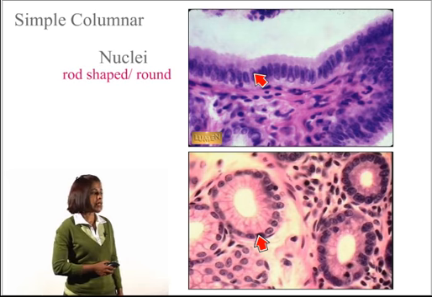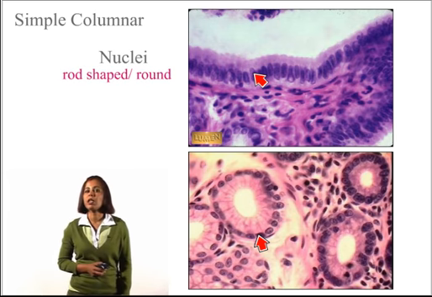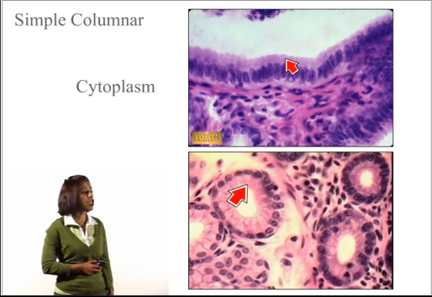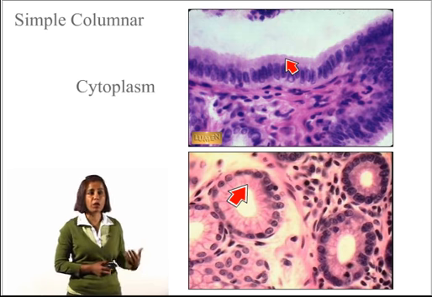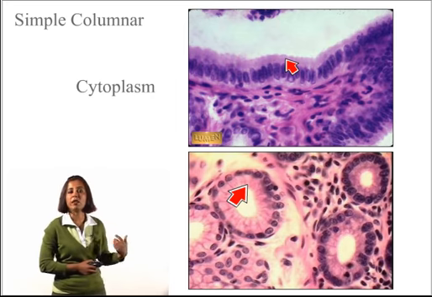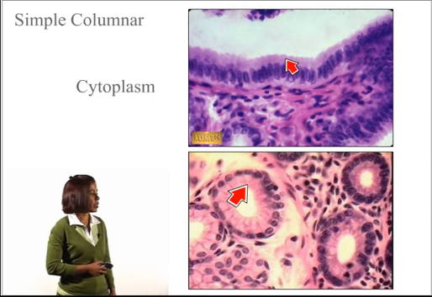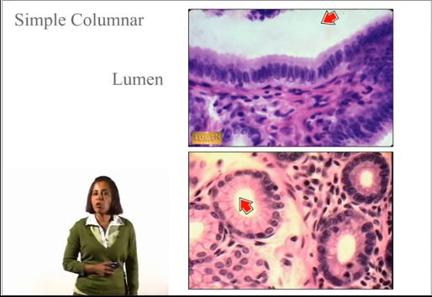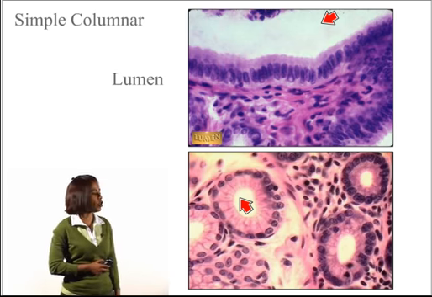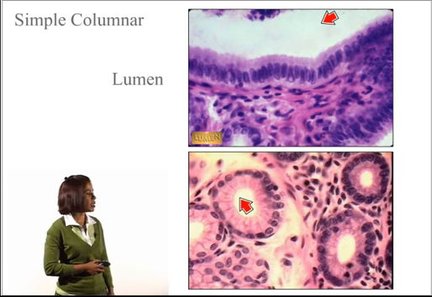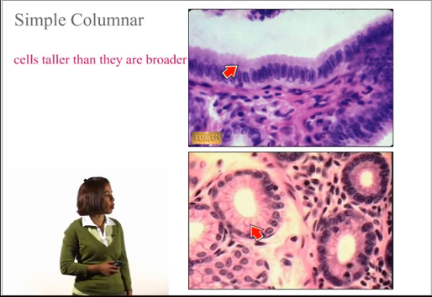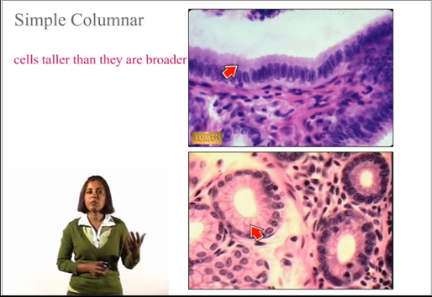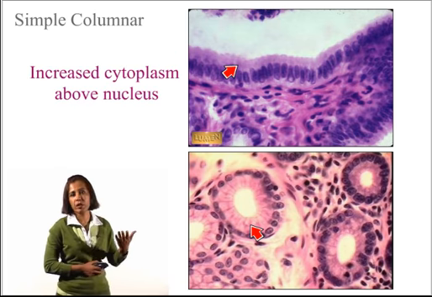What is distinct about this kind of epithelium is that you see a lot of cytoplasm, and you see cytoplasm above the nucleus, because remember, the cells are taller than they are broad. Again, you have the lumen where the cells are facing the lumen, that's the free surface of the cells. And as I mentioned, the cells are taller than they are broad, and hence you see a lot of cytoplasm above the nucleus.